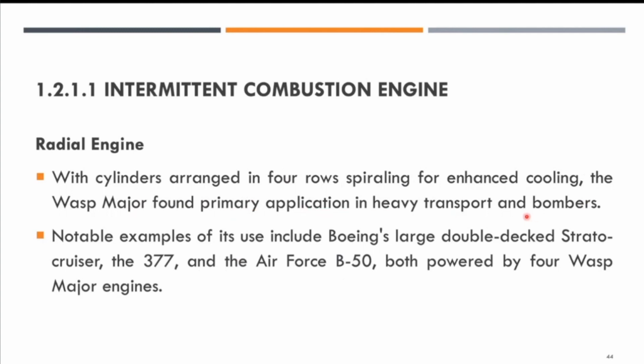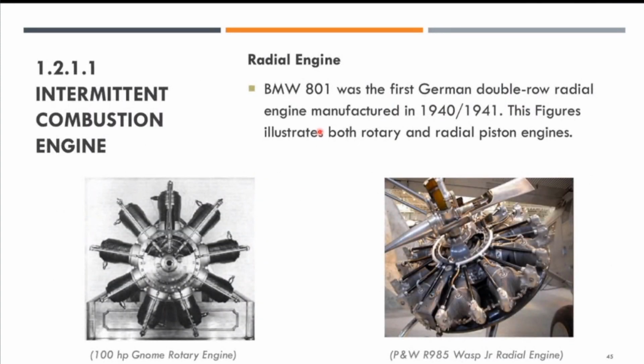In the Second World War, many of the bombers used the radial type of engine, such as the famous B-50 aircraft, or Stratocruiser. This is just another example, a 100 horsepower Gnome rotary engine. You can see that it is radially situated, and the Pratt and Whitney Wasp Junior radial engine. For more information, you may want to Google and look into the history of aviation.